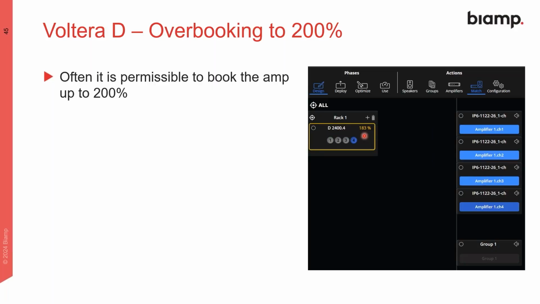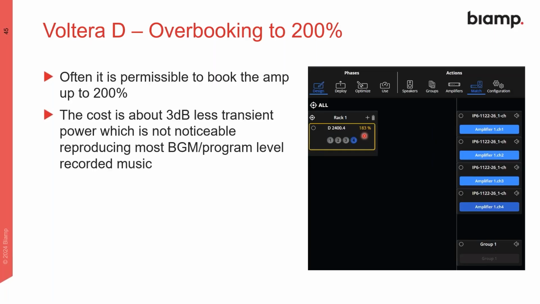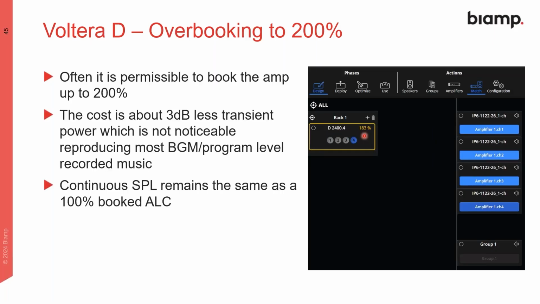We'll still have the necessary headroom for those high energy peaks, and we'll still be able to produce the continuous SPL from Voltera. It's just those high peaks that may be limited if all the channels are doing the same thing within an amplifier chassis.